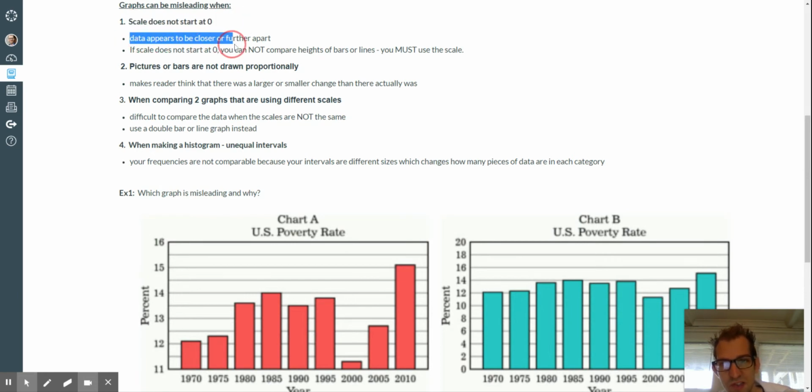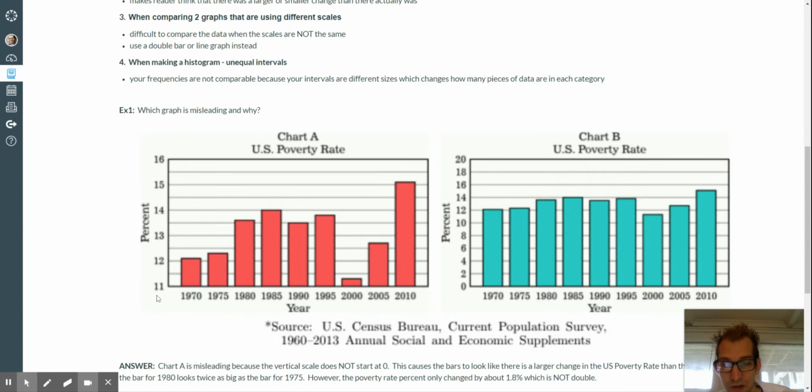If you notice, the data appears to be closer or further apart. If the scale does not start at 0, you cannot compare the height of bars or lines. You must use the scale. I had to look over here at what the percent actually was and rattle that off, versus just saying, hey, look, between 2005 and 2010, the poverty rate more than doubled, right? Because the height of that bar more than doubles, but the poverty rate didn't more than double because, once again, it didn't start at 0.